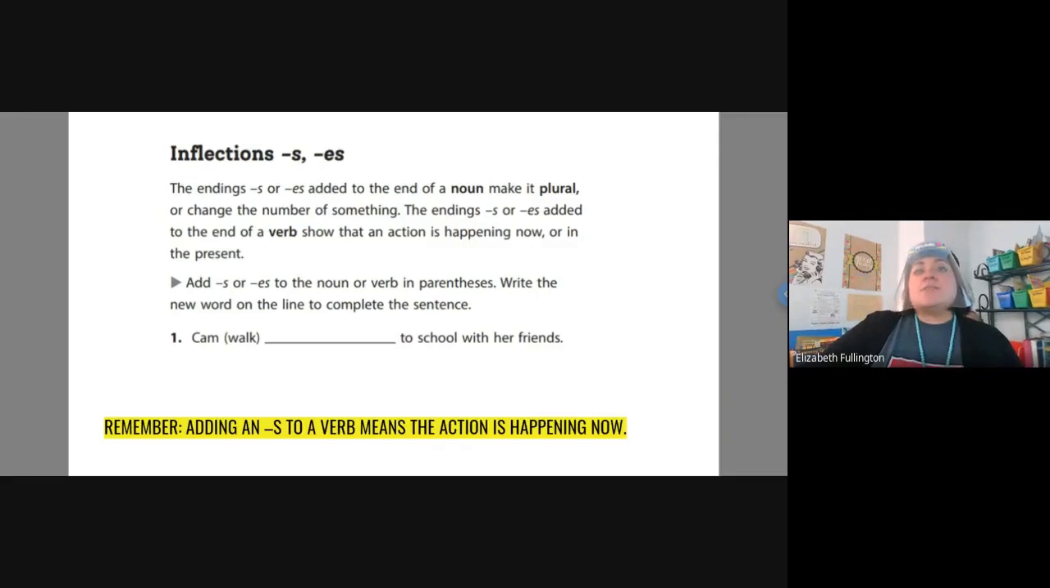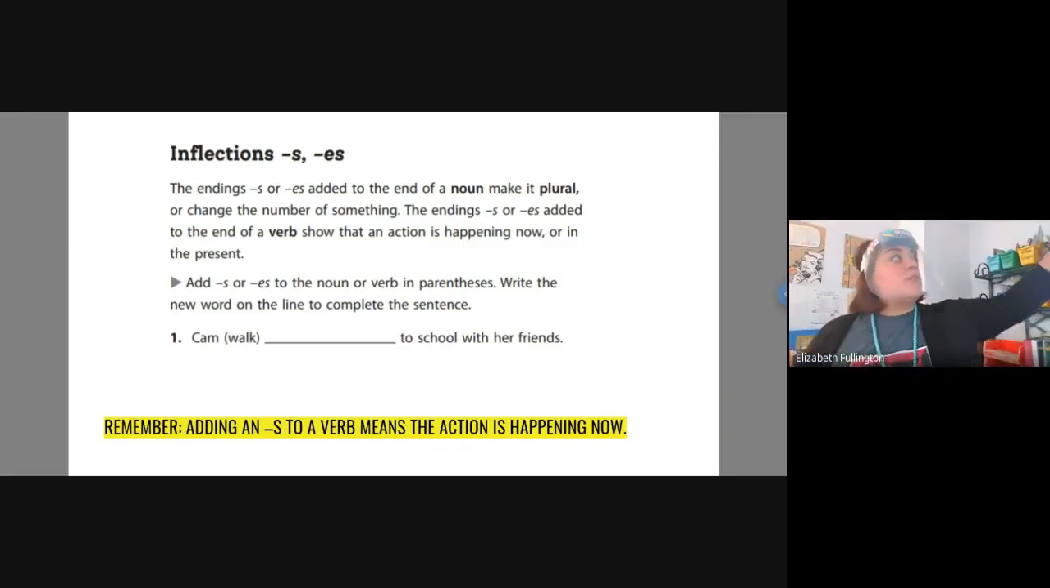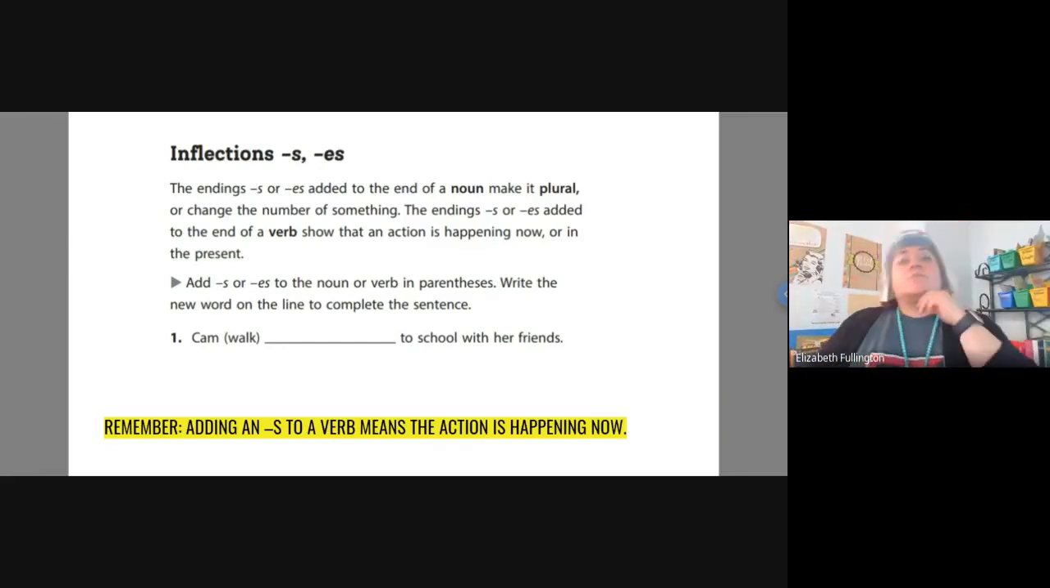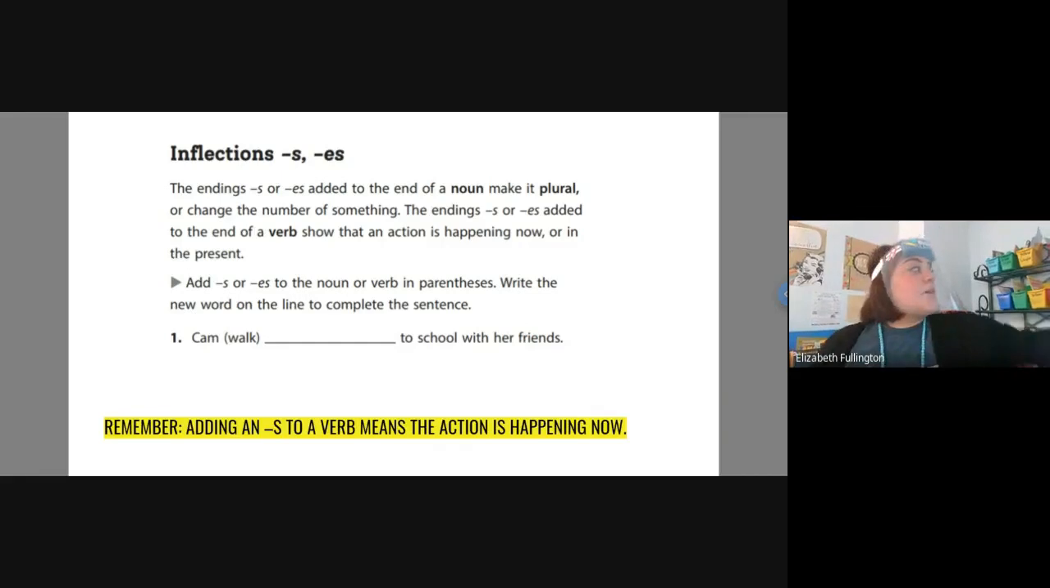What about box? If I had box and I want to put more than one box, which one am I going to use, Harlow? S or ES, Harlow? ES, box says, right? Remember how we did an activity together on Seesaw? So it says number 1, Cam walk blank to the school with her friends. So am I going to use S or ES, Mackenzie? ES. And can you tell me the new word? Cam walks to school with her friends.